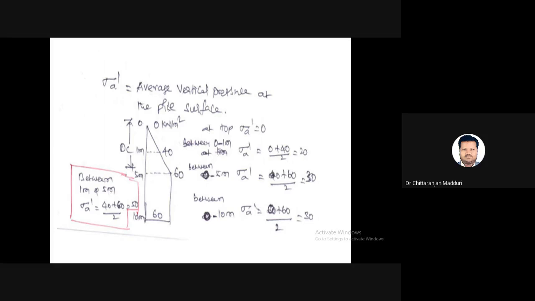Similarly between 0 to 10 meters, at 0 the cohesion equals 0, and at 10 meters depth the cohesion equals 60. So average equals 0 plus 60 by 2. Suppose you take between 1 to 5 meters: at 1 meter the cohesion equals 40, and at 5 meters the cohesion equals 60. So here we need to find the average: 40 plus 60 by 2 equals 50 kilopascals.